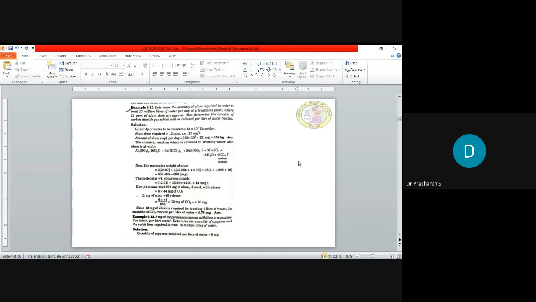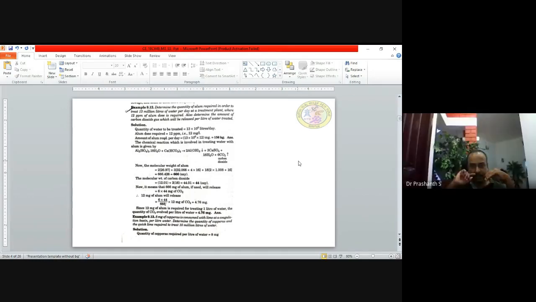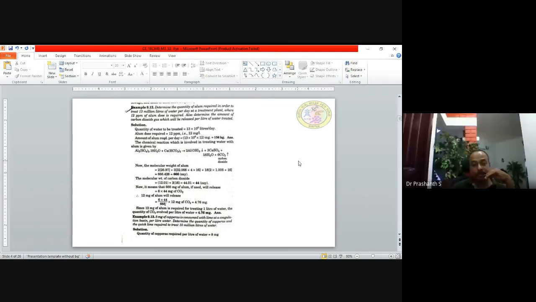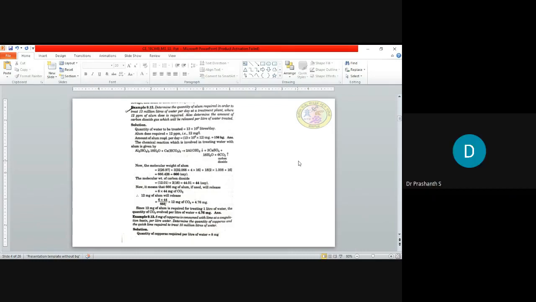Okay, it means that 666 milligrams of alum, if used, will release 6 into 44. 6 into 44 is the amount of carbon dioxide present in the water. So the question is, what is the amount of carbon dioxide which will be released per liter of water treated? For every 1 liter of water, what is the amount? For 666 milligrams, we get 6 into 44 milligrams of carbon dioxide.